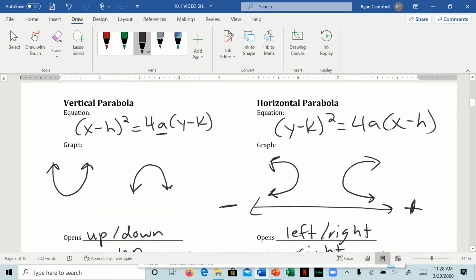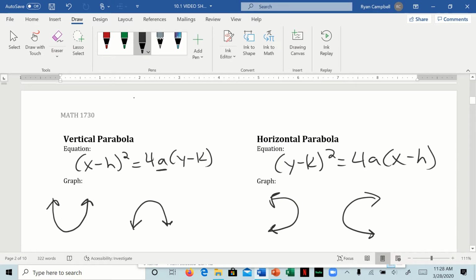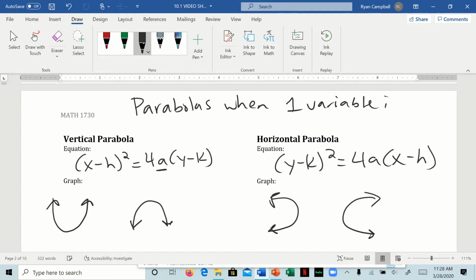You should be given these formulas, but I'm not going to tell you which one's which. So how can we determine that these are parabolas and that this is the vertical parabola and this is the horizontal parabola? Here are some tricks of the trade. They are parabolas when one variable is squared. We've already seen circles had both of them being squared. In the future, we will also have both of them being squared, so you can tell that it's a parabola because only one variable is being squared.